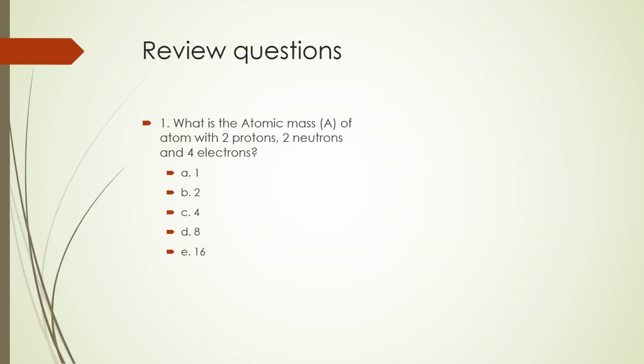Let's finish up by answering a few review questions. First question: what is the atomic mass A of atoms with 2 protons, 2 neutrons, and 4 electrons? If your answer was C, that would be correct. Atomic mass or mass number is the sum of protons and neutrons, so that will be 4.